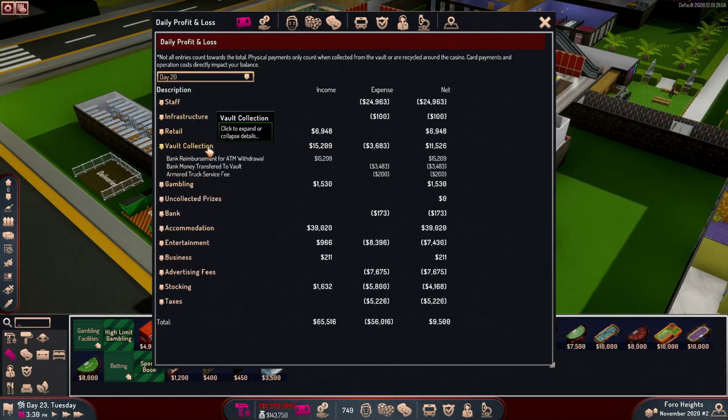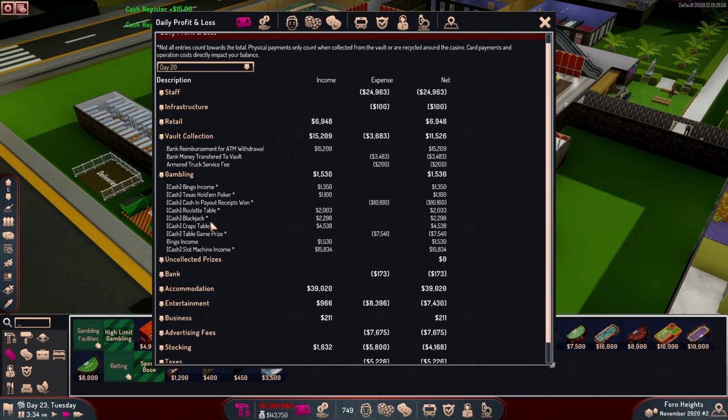Let's see if I can't pull another one of these up. And then obviously your armored truck service fee will come under here. So that's $200 a day. And then you can see here on this day, we've made $11,000. We got $15,000 from bank reimbursements. We had to transfer money in from the bank of $3,500 because we didn't really quite make enough money out of all of our games and slot machines and stuff like that. So hopefully that makes it a little bit easier to understand.